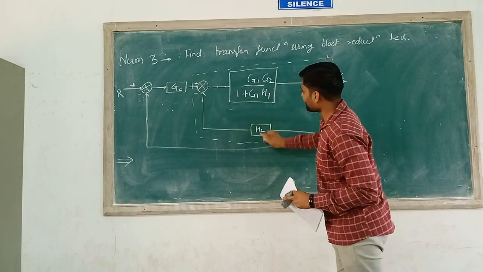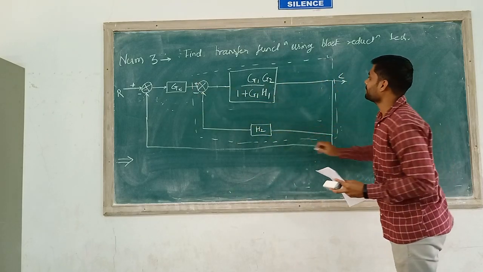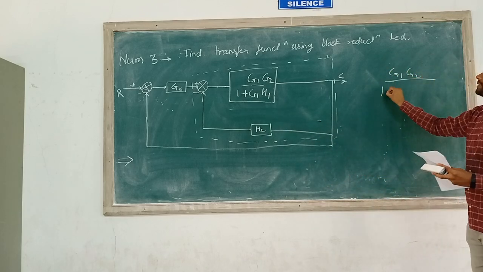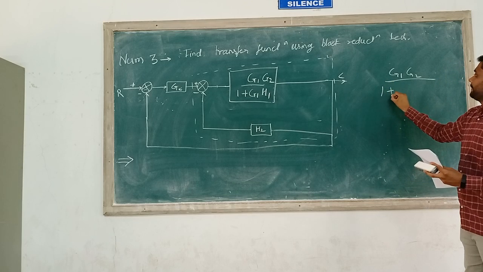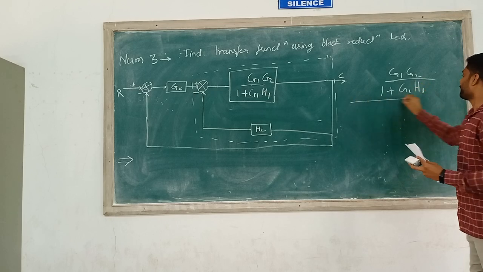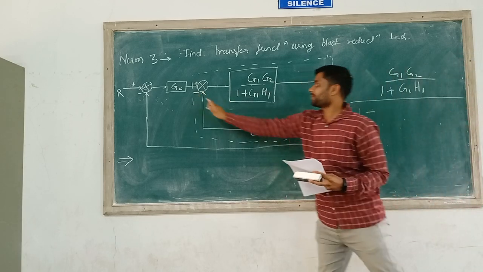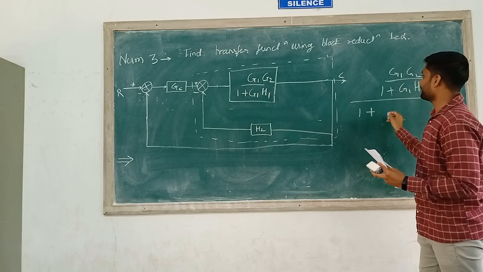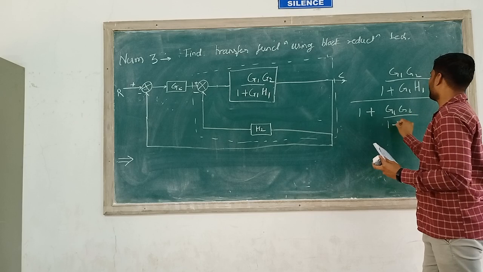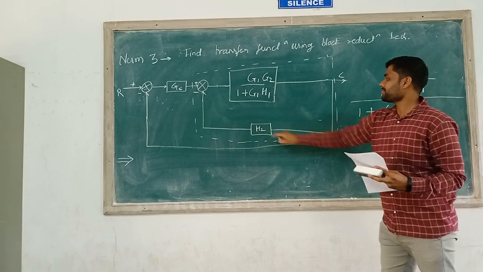Now we have this as a feedback loop. This feedback loop is again negative. So how are we going to reduce this? This can be reduced as G1 G2 upon 1 plus G1 H1, upon 1 plus. This side is minus, so we take 1 plus, in brackets, G1 G2 upon 1 plus G1 H1 into this H2.